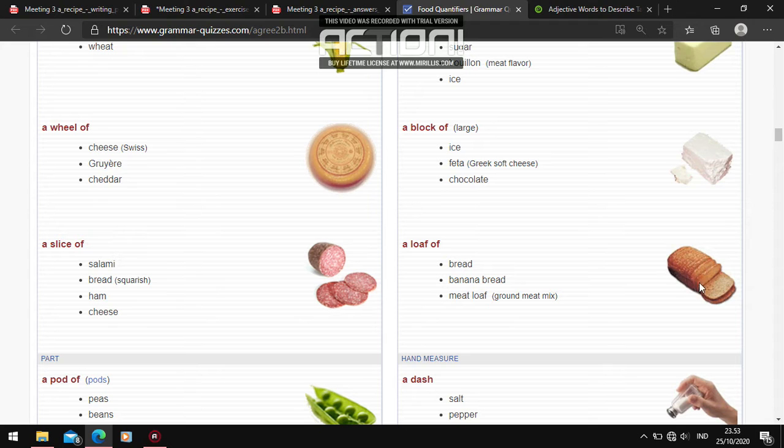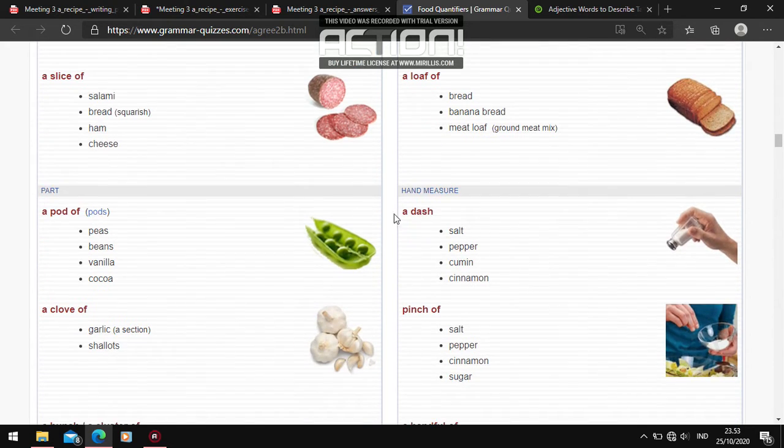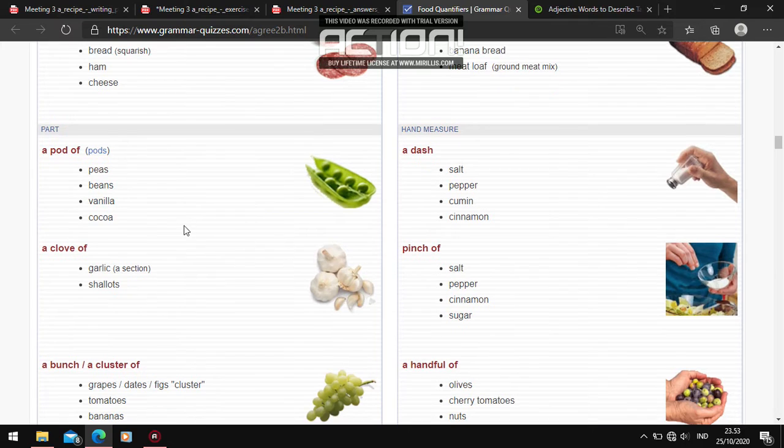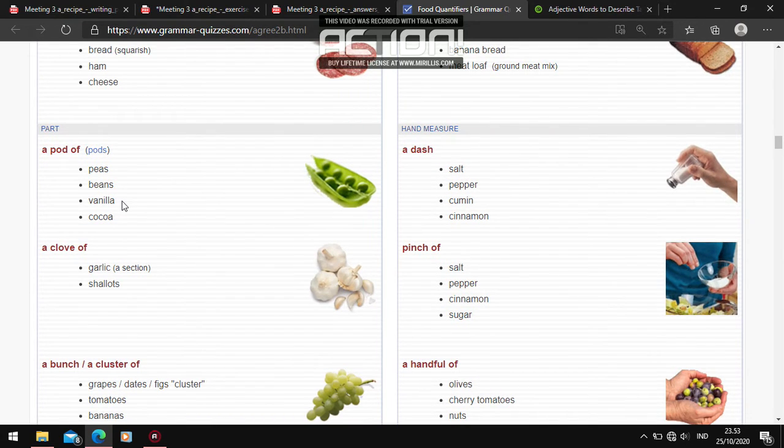Nih, kalau roti ya, kalau di potongan-potongannya ini itu disebutnya a loaf of bread. That's why you said a loaf of bread. Not, you don't say one bread. Kalau one bread satu ini, tapi kalau satu slice-nya aja, satu potongan-potongannya itu biasanya dibilangnya a loaf of bread. Okay, this one, a pot of peas, beans, ya, pot vanilla, cocoa. This one, kalau potongan-potongan yang ini gitu ya, si bawang ini, dia bilangnya a clove of garlic, shallots.